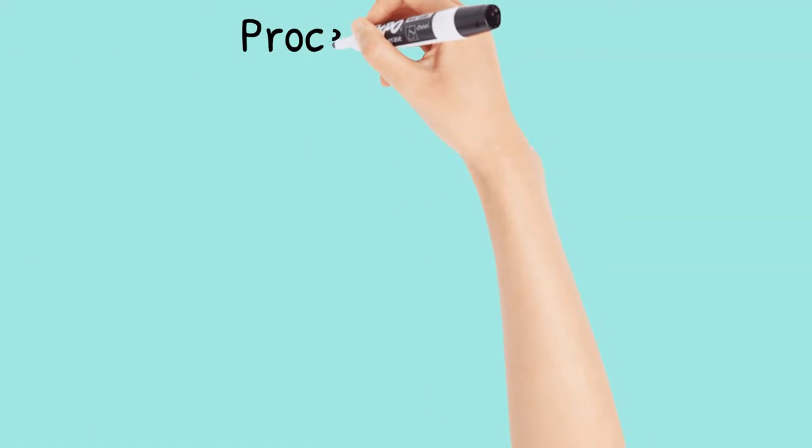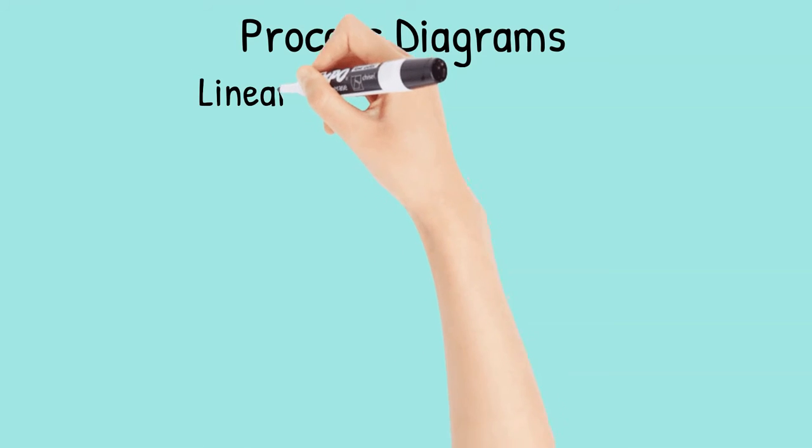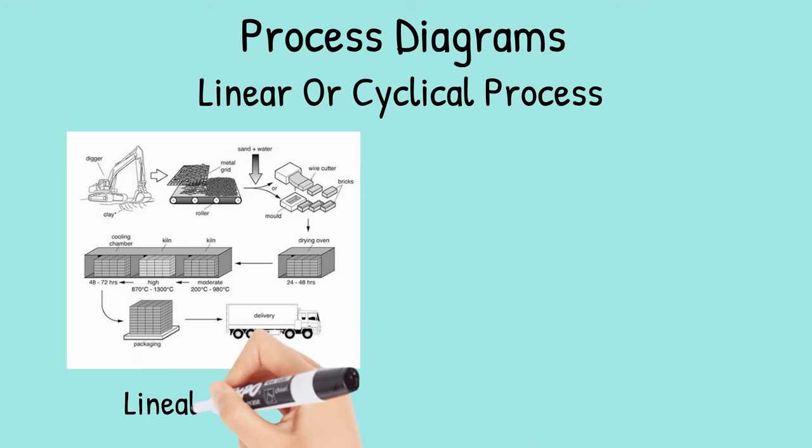Now we move on to a very different type of graphic, the process diagram. Here's a checklist of questions you can ask to help you analyze and understand them. Is it a linear or cyclical process? A linear process starts and finishes at different places. It will often involve the manufacture or creation of something, with raw materials going in at one end and the finished product coming out the other end.